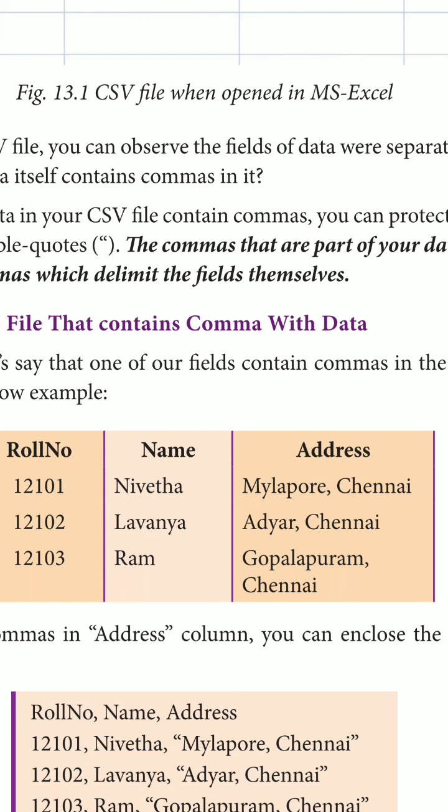For example, let us say that one of our fields contains commas in the description. If our data looks like the example given below, to retain the comma in the address field, you can enclose the field in double quotes.